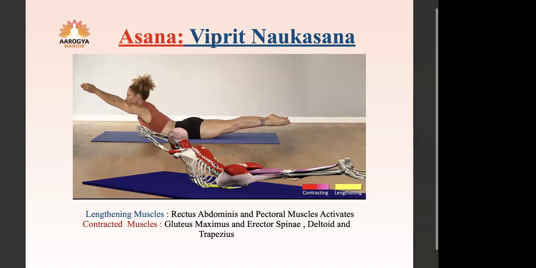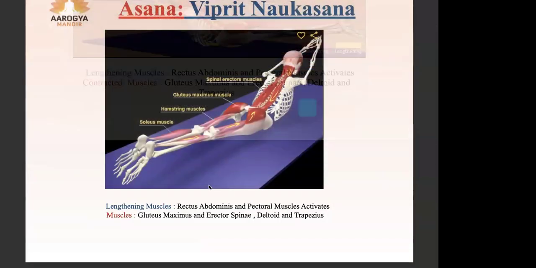See, muscles seen in red are contracted ones. You can clearly see the glutes are contracted, erector spinae are contracted, and again the front of the body is getting a stretch. In spite of the balance, the abdominal muscles are getting stretched while you are inhaling. While exhaling, the abdominal muscles will contract. So let's have a view over here.